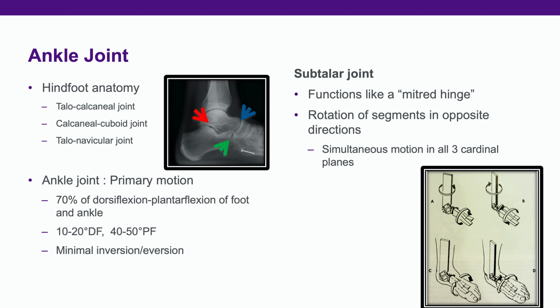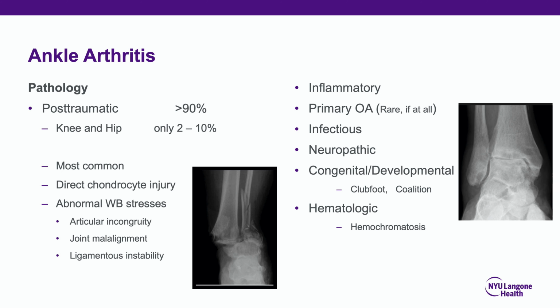The ankle joint itself, its primary motion, is 70 degrees of dorsiplantar flexion of the foot and ankle. Most of that motion is in plantar flexion with 50 degrees and 20 degrees of dorsiflexion, and it has really minimal inversion and eversion under normal circumstances.